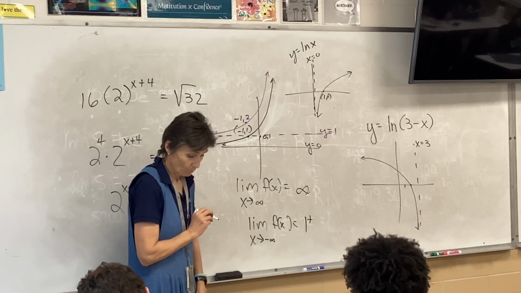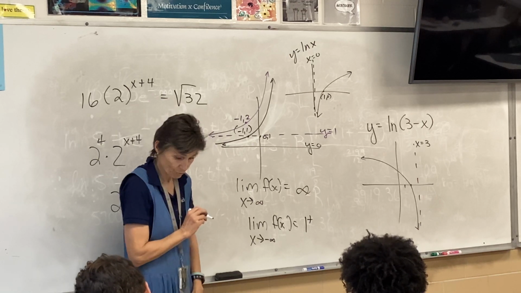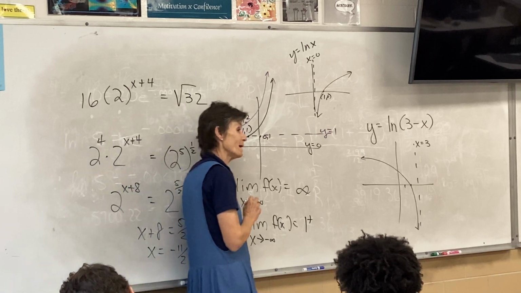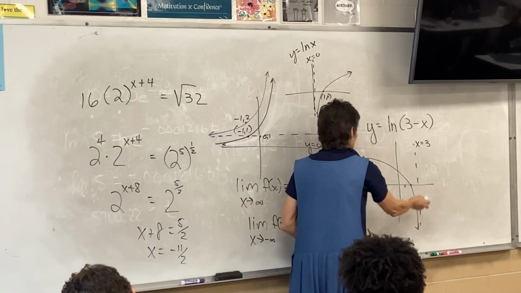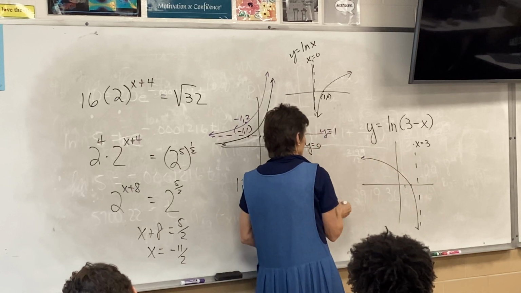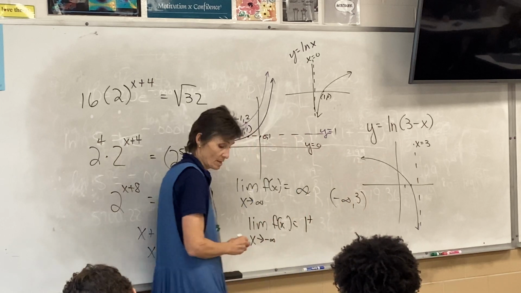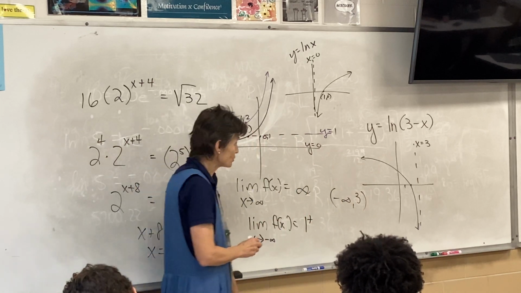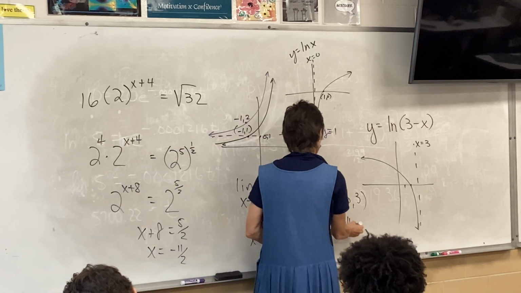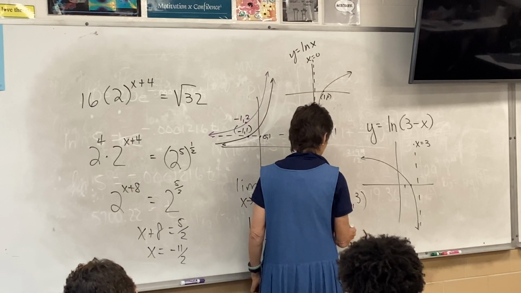So, where's the asymptote? The asymptote is x equals 3. What is the domain? What are your x values here in this picture? Negative infinity to 3. That's your domain. What is your range? All reals. That's your range. We'll say negative infinity to infinity.